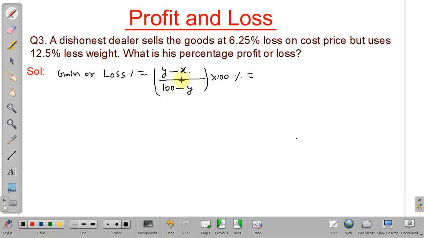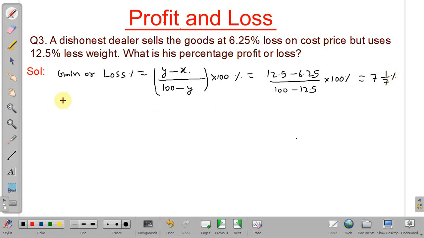When it comes positive, it will be gain, and when it comes negative, he will be in loss. So y is 12.5 minus 6.25 divided by 100 minus 12.5, into 100 percentage. And when you solve, you will get 7 1 by 7 percentage.